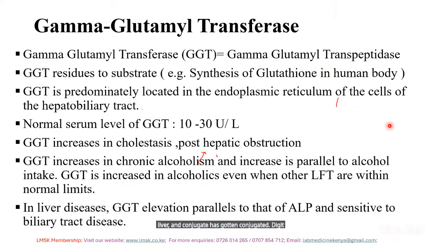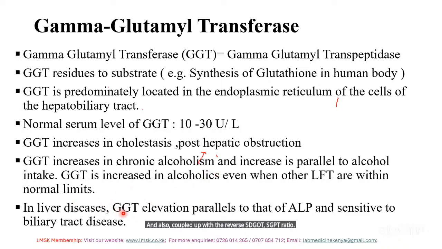GGT is specific to the liver, and it's predominantly located in the endoplasmic reticulum of cells of the hepatobiliary tract. The normal is 10 to 30 units per liter, increased in cholestasis and post-hepatic obstruction, and also in chronic alcoholism. GGT could be increased even when the other LFTs are within normal ranges in alcoholics, and also coupled with the reversed SGOT SGPT ratio.